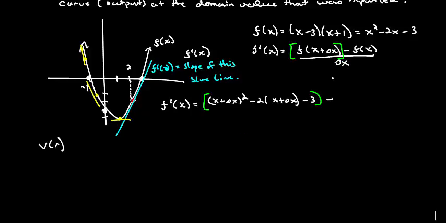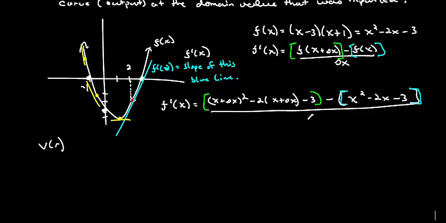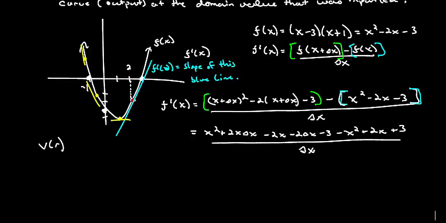Now we need to subtract off f of x. Well, what is f of x? It is x squared minus 2x minus 3. We need that in parentheses. Well, what is that? This is this right here. So now we need to divide by delta x still. So this is going to be x squared plus 2x delta x minus 2x minus 2 delta x minus 3 minus x squared plus 2x plus 3 all over delta x. If I went too fast there, pause it, rewind it, and watch it again.